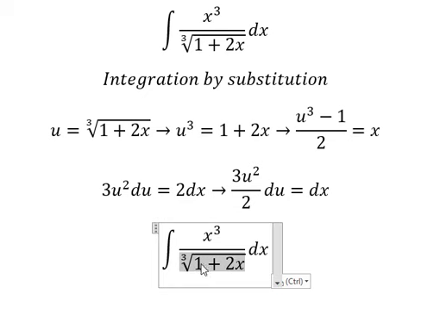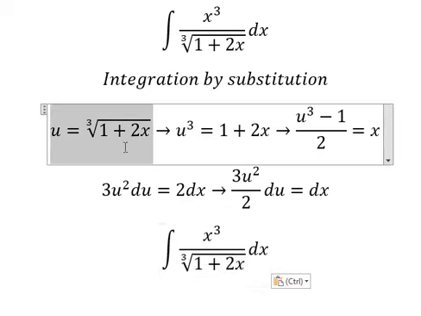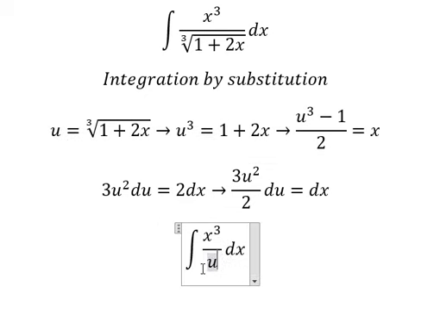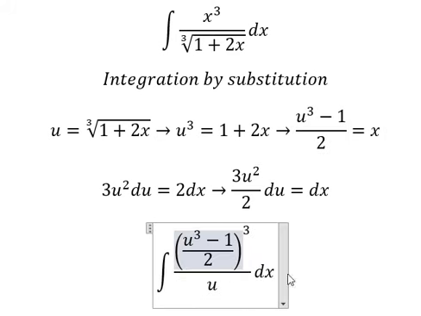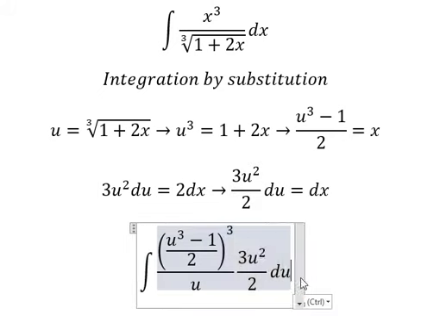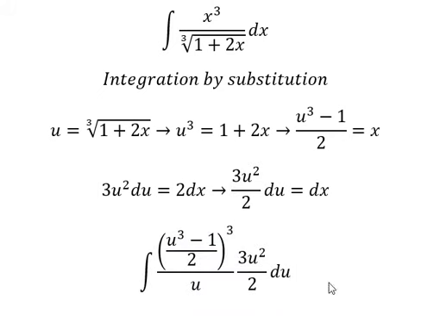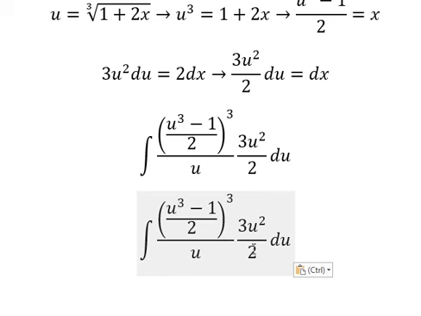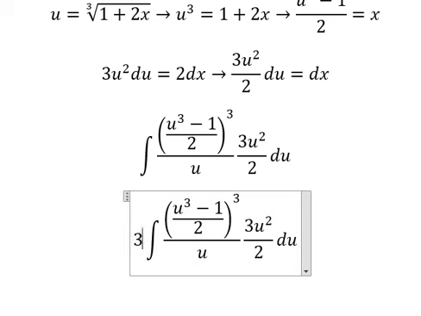So this one we change by u. S we change by this one. The s we change by this one. 3/2 we put outside. U squared divided by u, you get u.